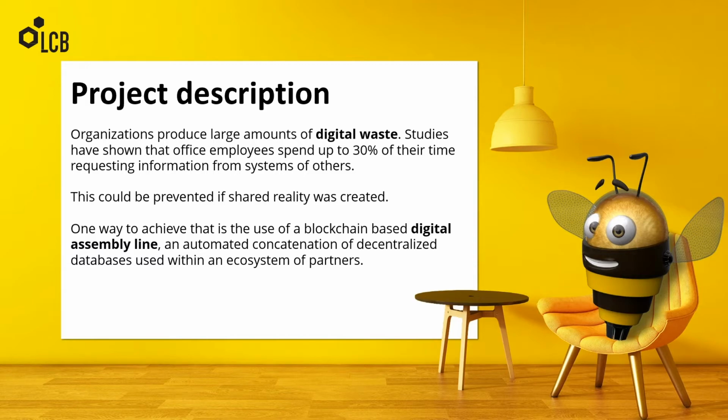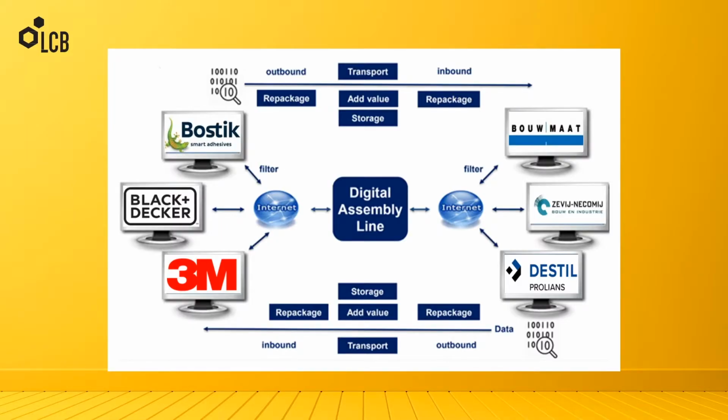One way to achieve that is the use of a blockchain-based digital assembly line, a set of decentralized databases used within an ecosystem of partners. The digital assembly line is based on the physical assembly line found in factories. In this case, however, it is meant to streamline the processes that take place in offices. It uses blockchain technology to create shared reality for all partners, with the goal of minimizing friction occurring during interactions.